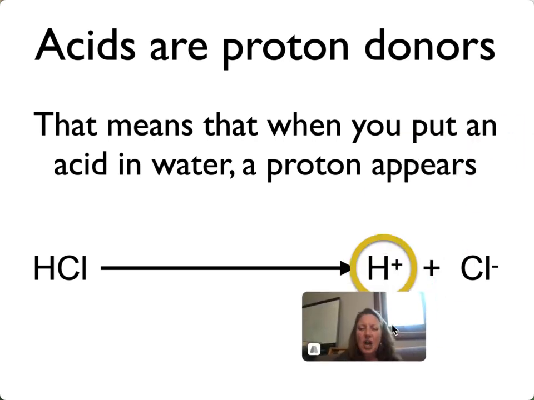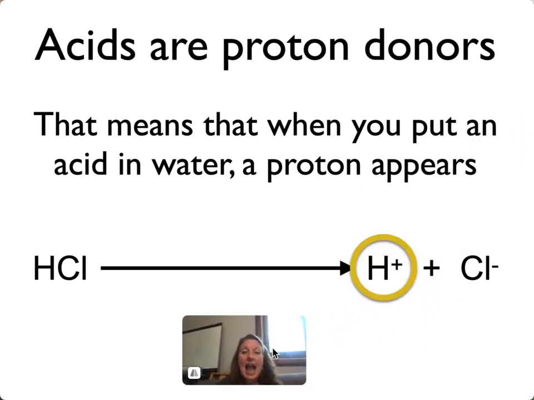Now, let's talk about what we mean when we say acids and bases. Chemists have a number of different ways of defining acids and bases, but the one that we're going to use is that acids are what we call proton donors, right?